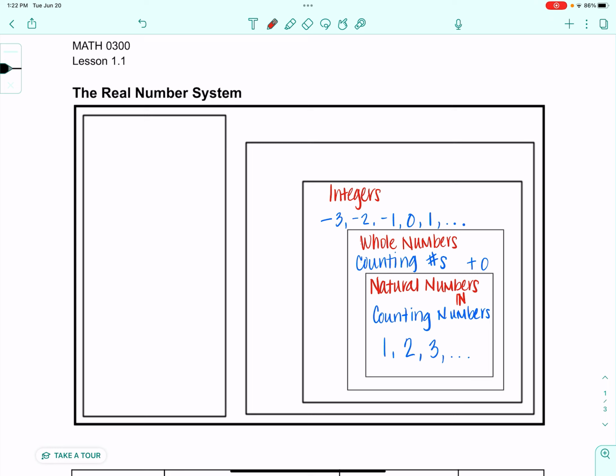We do have a symbol that frequently gets used for these. It's like a Z with a double bar. That one's kind of ugly. It looks like that. So these are the counting numbers, and they're negatives.